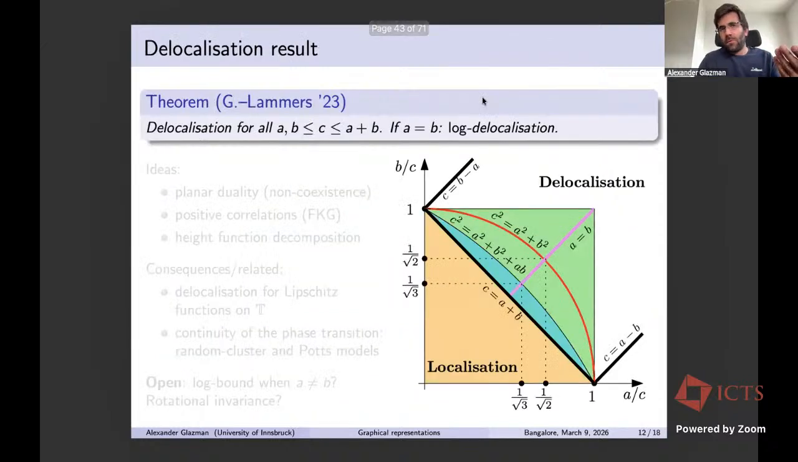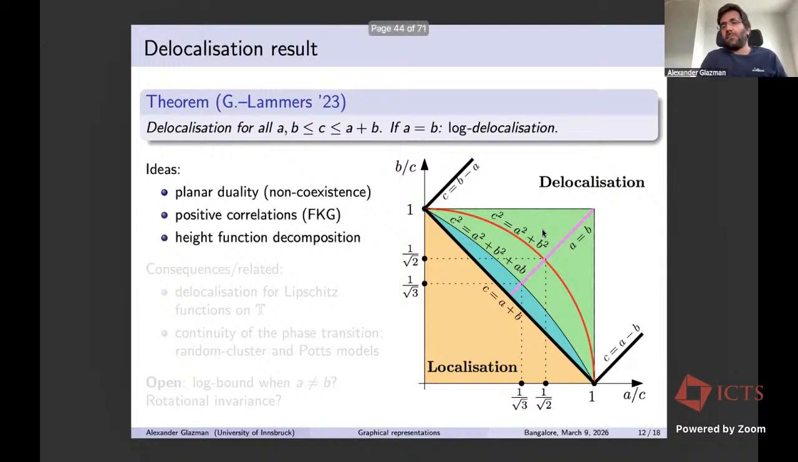What I will prove is a new proof of this delocalization, which specifically also extends the delocalization to the case A different from B. But the main thing is that it's somewhat different in flavor from before, which hopefully can also be useful in further investigations of this model. And so this is on the diagram, the green part, and we get a new proof of the log delocalization, the logarithmic bound, that indeed the variance at the origin grows as a logarithm only in the symmetric case when A equals B. So the other case, A different from B, actually remains open.